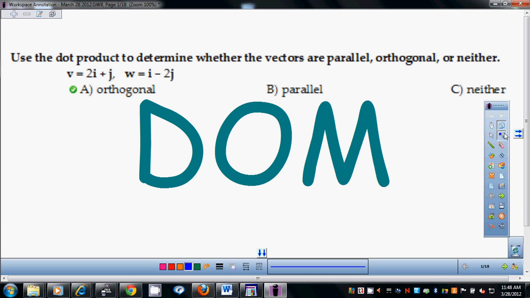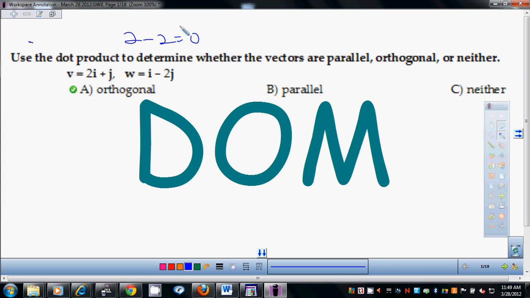The dot product is 0, that's correct. 2 times 1 is 2. 1 times negative 2 is negative 2. So the dot product is 0. Anytime you get a 0 dot product, they're orthogonal. Now, there is no way to tell straight from the dot product if it's parallel.